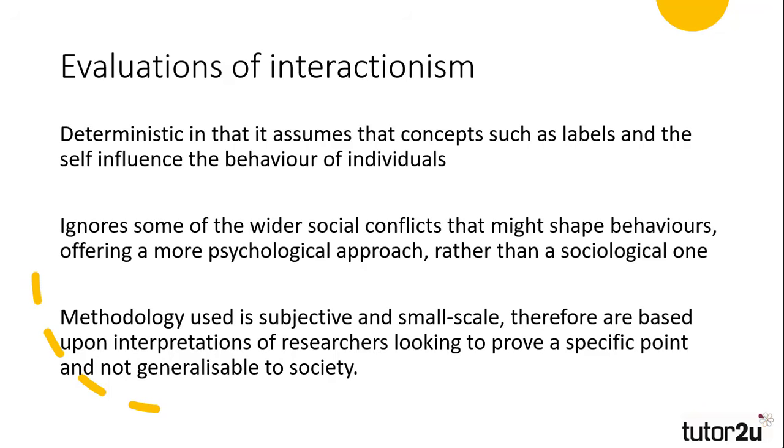Let's look at some of the evaluations of interactionist ideas. We've seen it can be deterministic, and it assumes that concepts like labels and the self influence our behaviour. It also ignores some of the wider social conflicts and influences on people's behaviour, such as their social class, gender or ethnic background, which make interactionism more of a social psychological approach than a sociological one. And while interactionist methods such as ethnography and the use of qualitative data have advanced our understanding of human behaviour, it's highly subjective and tends to be done on a small scale.